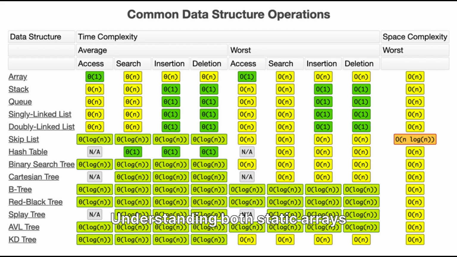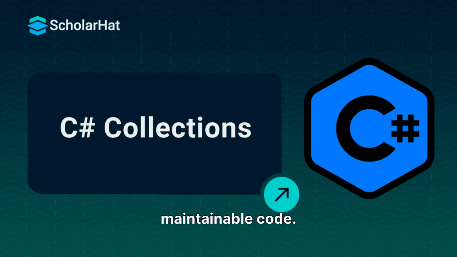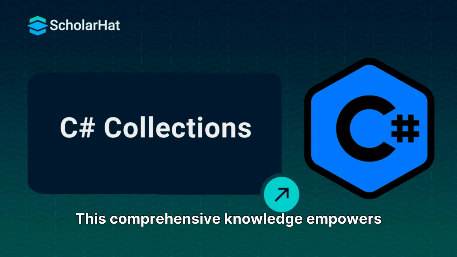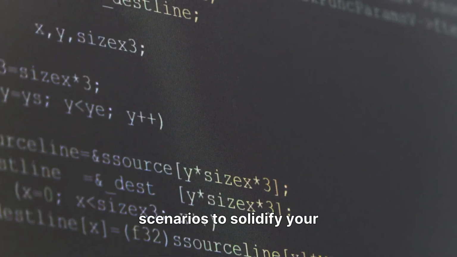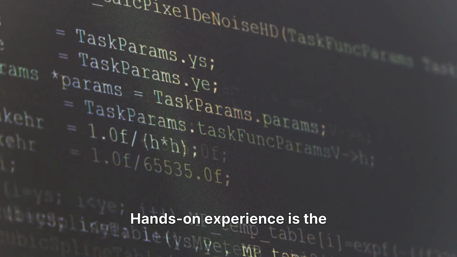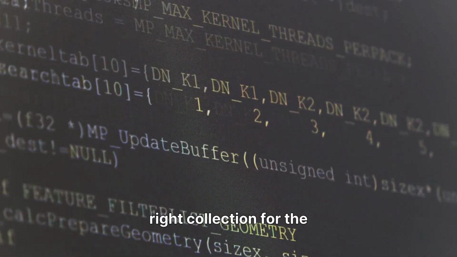Understanding both static arrays and dynamic lists is crucial for effective C# programming. Each has unique strengths, and knowing when to apply them appropriately is key to robust code. By mastering these fundamental collection types, you'll write more robust, efficient, and maintainable code. This comprehensive knowledge empowers you as a developer, enhancing your programming skills. Keep practicing with different scenarios to solidify your understanding. Hands-on experience is the best way to build confidence in choosing the right collection for the job.